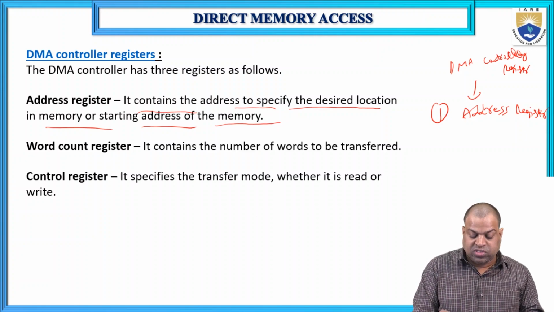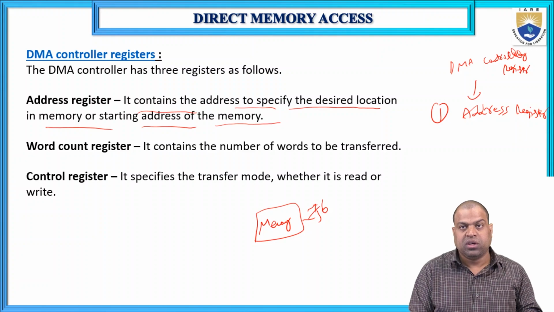So where is the address? Where is the location in memory? The address is an interconnection to the memory for input output through DMA, to specify the desired location in the memory. In the memory there is a lot of space, so where is the exact location we need? That is the address of the memory.